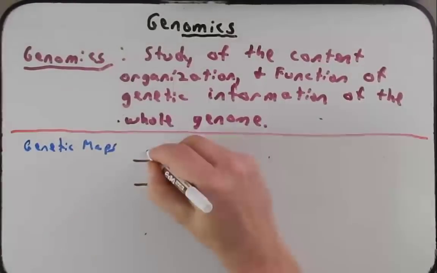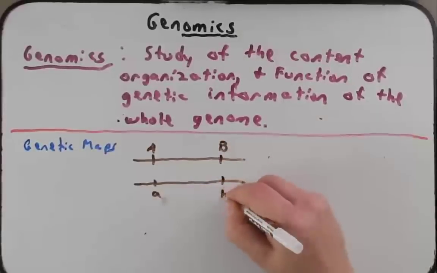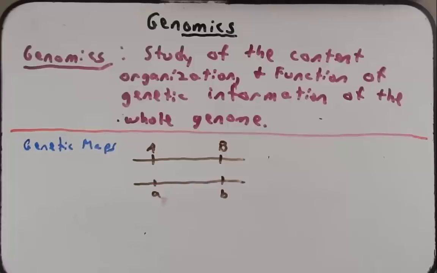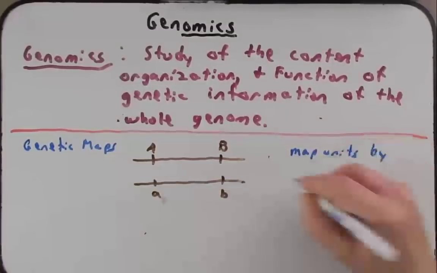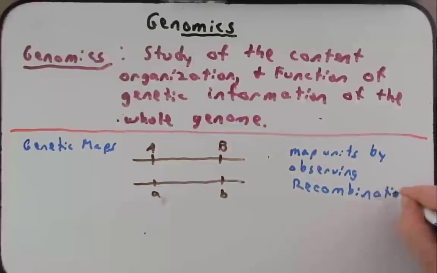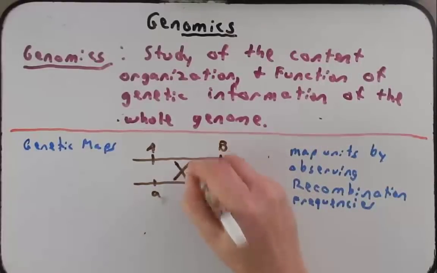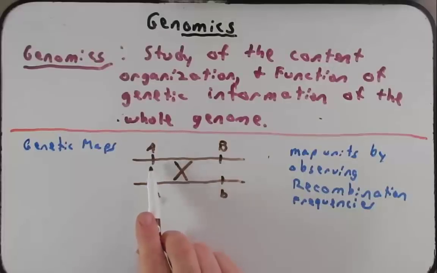So if at this locus we had the alleles big A and little a, and at this locus we had the alleles big B and little b, we could determine what we called map units by observing recombination frequencies. So the number of times that we had a crossing over event here told us a general relationship between the distance between these two genes. So if there was a 20% recombination frequency, we would say they were 20 map units apart from each other. So this is useful information because it does give us this general information about the order of genes.